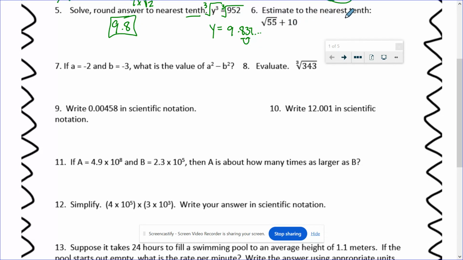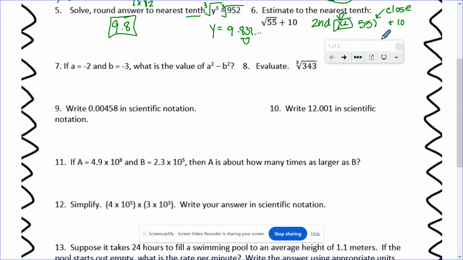Number 6, estimate to the nearest tenth. So when entering this into your calculator, second function x squared, because it has the square root above it, then 55. And you want to make sure you close the parenthesis, because this will automatically put a parenthesis in front of it. Make sure you close the parenthesis before adding your 10 to it.